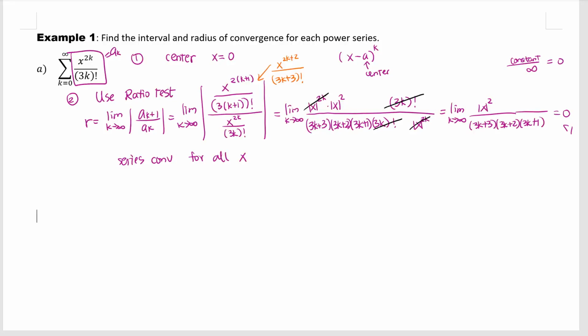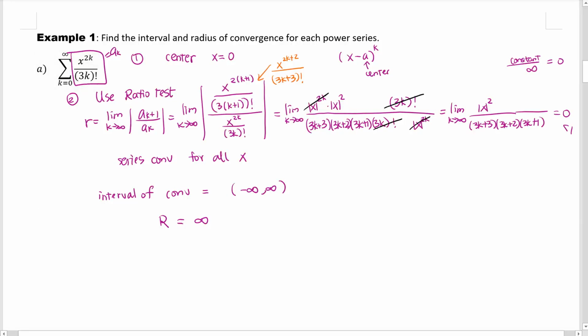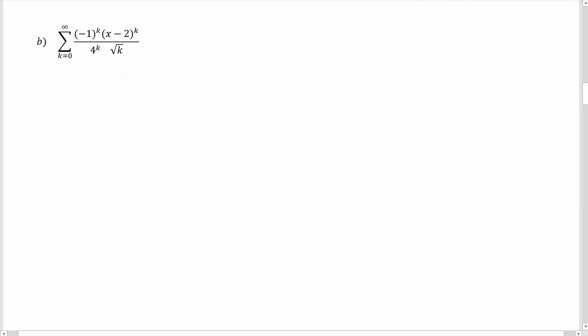For all x means, what is the interval of convergence? Yes, minus infinity to infinity. What's the radius of convergence? Infinity. Okay, so that is part A. Let's continue to look at part B.